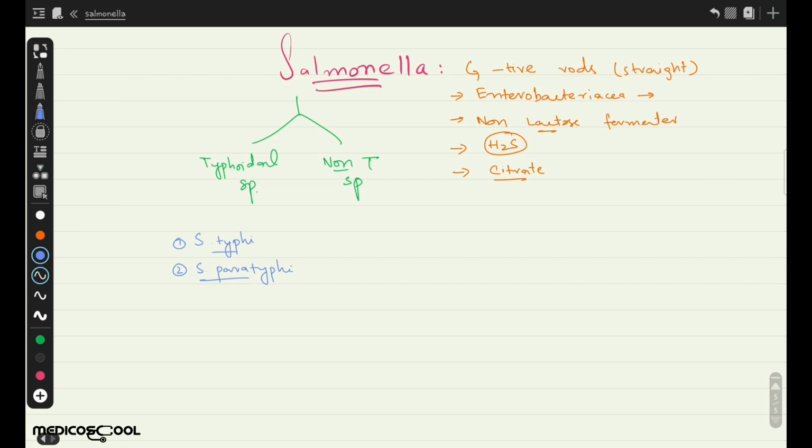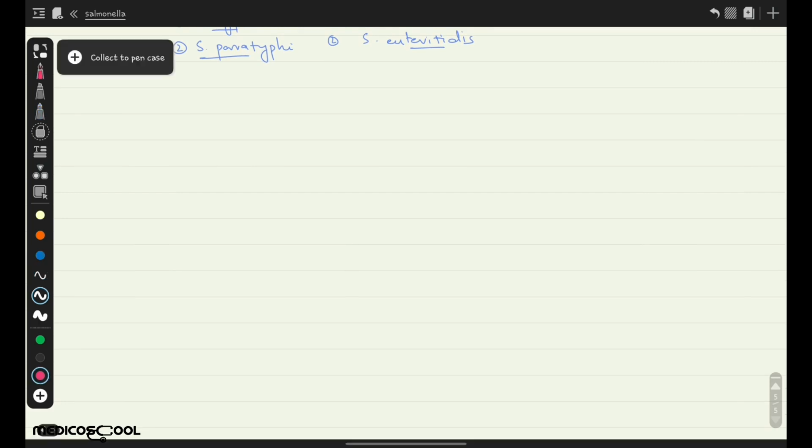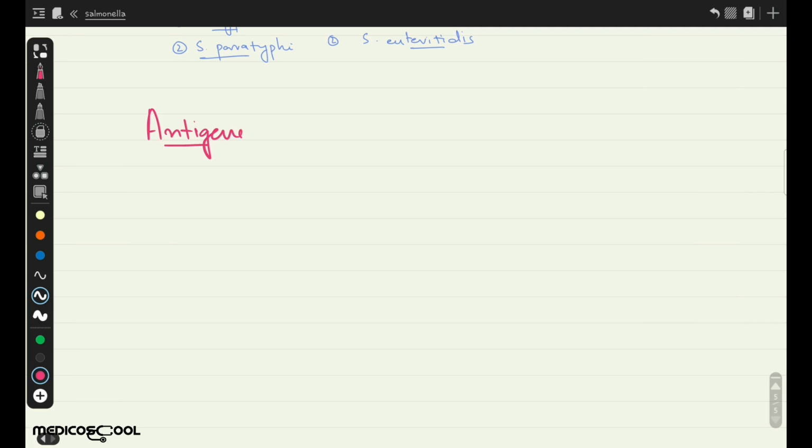And the non-typhoidal species include species like Salmonella choleraesuis, and the second one is Salmonella enteritidis. Now let's talk about the antigens present in Salmonella. Like Escherichia coli, it consists of three antigens. The first one is the O or cell wall antigen.